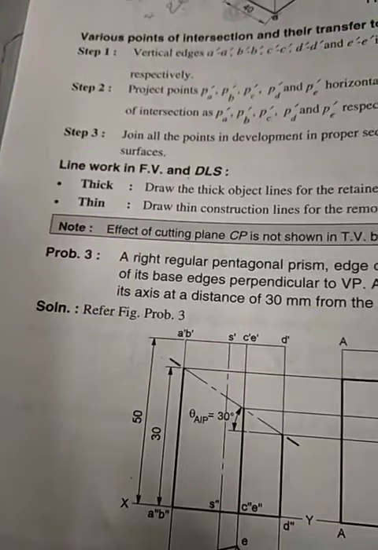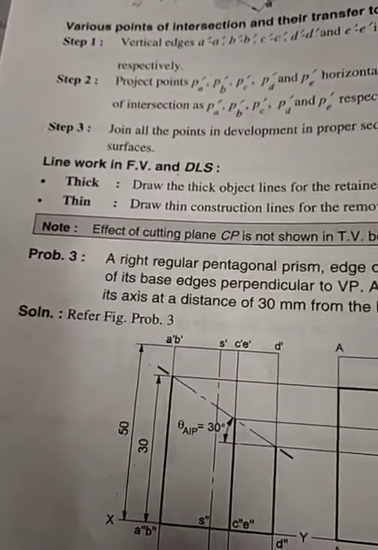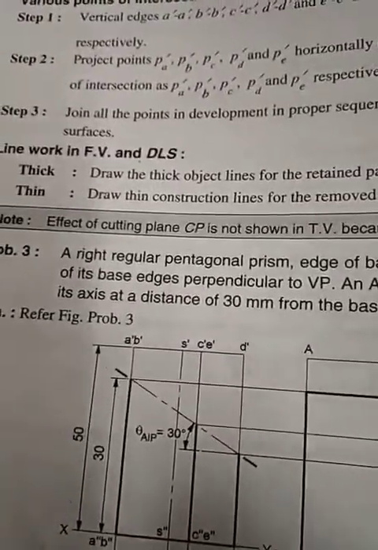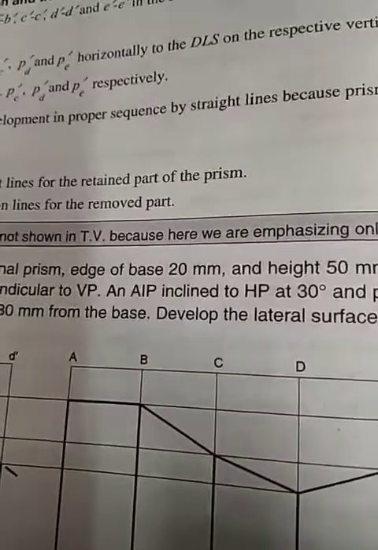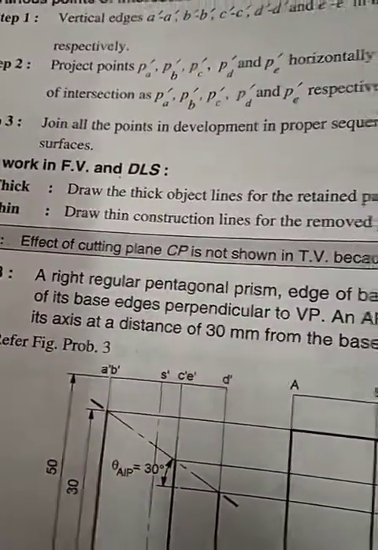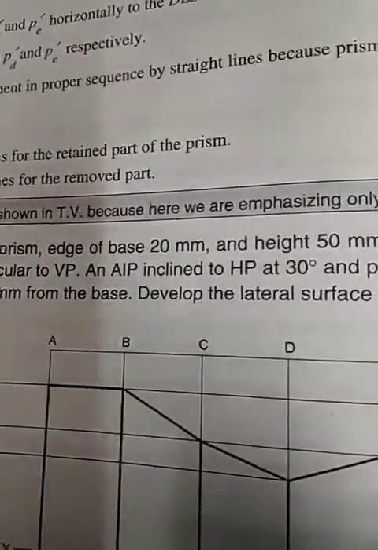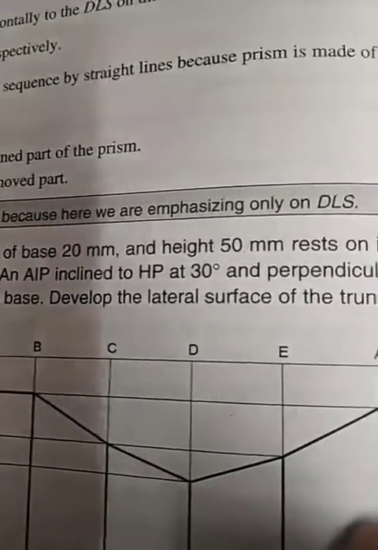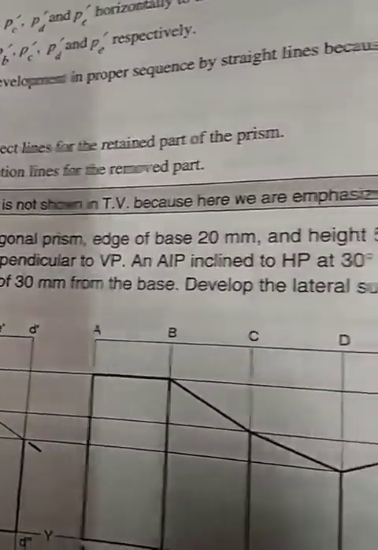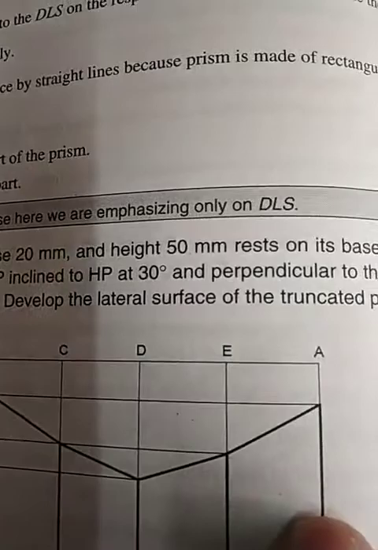So in this session we are going to solve one problem on development of surface, problem number 3 of your book, in which a right regular pentagonal prism is given with a base edge of 20 mm and height 50 mm. It is resting on its base on one of its base edges perpendicular to VP, and an auxiliary inclined plane, which is 30 degrees to HP and perpendicular to VP, cuts its axis at a distance of 30 mm from the base. So you have to draw the development of lateral surface of a truncated prism.